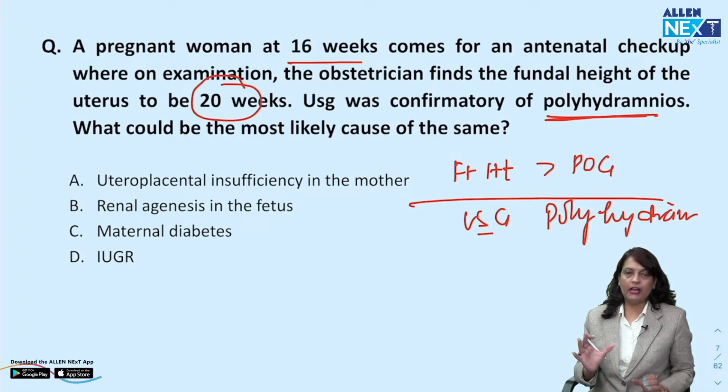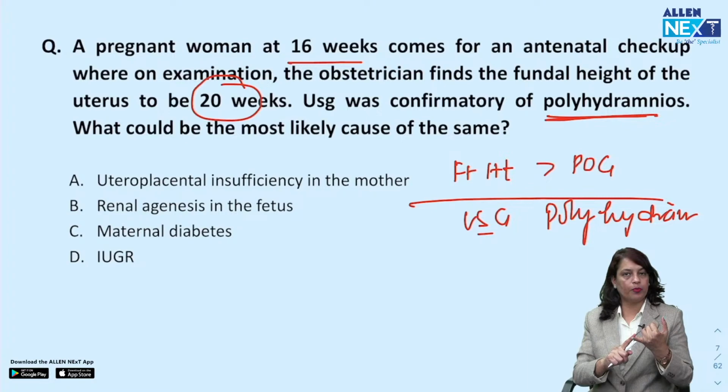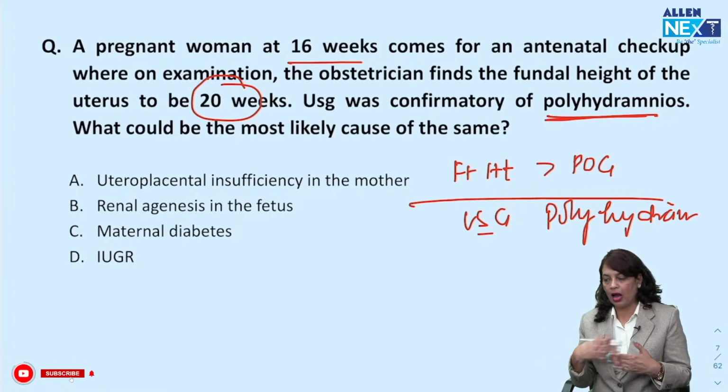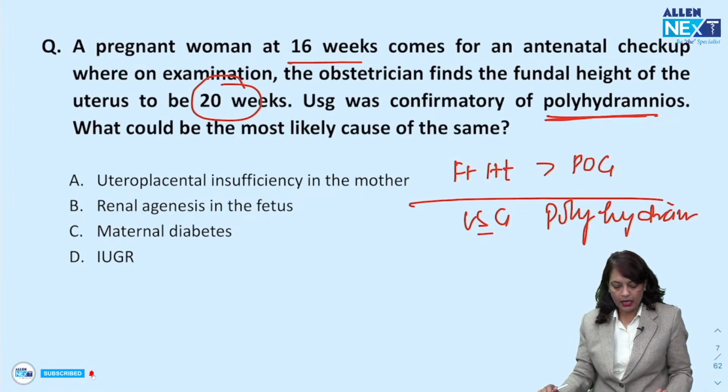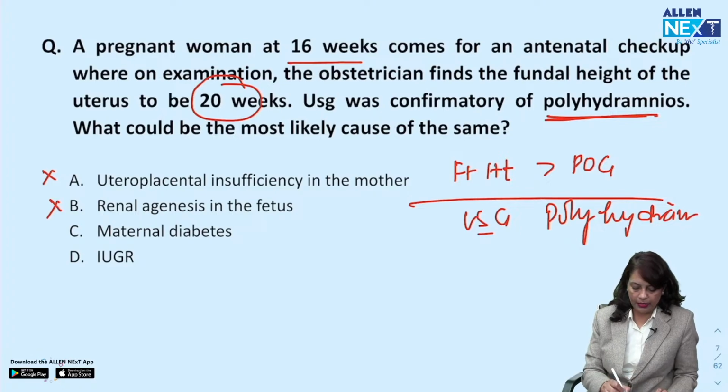So whenever there is more production of the amniotic fluid, that is open neural tube defects, tracheoesophageal fistula, esophageal atresia, or there is defect in the swallowing, or there can be maternal diabetes, or there can be placental causes. All of them are responsible for polyhydramnios. So placental insufficiency will cause oligo, renal agenesis will cause oligo, and IUGR will cause oligohydramnios.